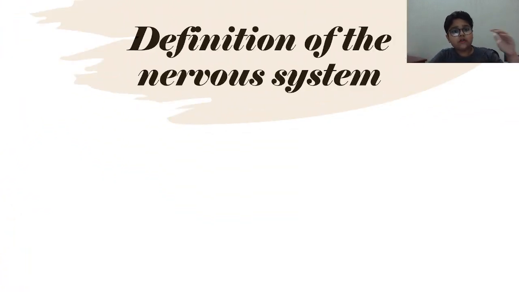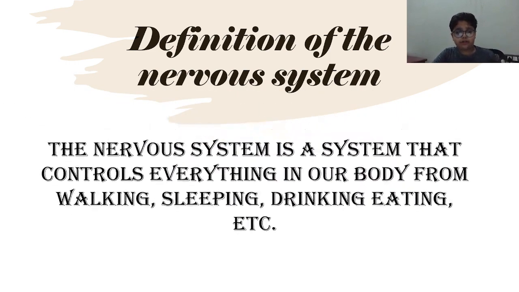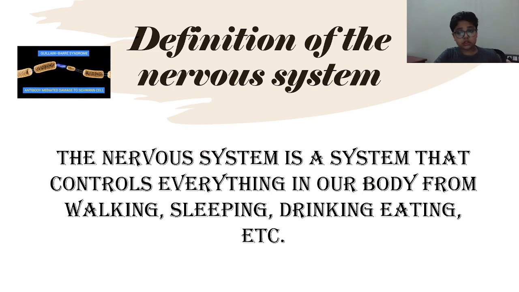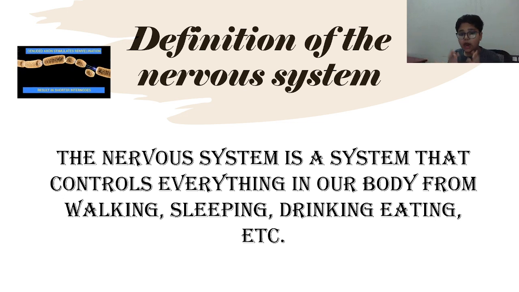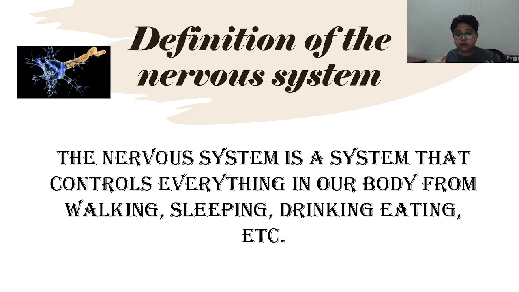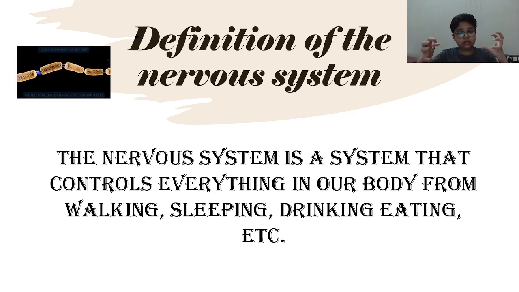Okay, so the first thing that we're going to study is always the definition. The definition of the nervous system is the first thing that arises in the mind when we say the nervous system. So, the definition is pretty simple. The nervous system is a system that controls everything in a body. Like I am right now speaking and teaching, so my brain is telling me. That's why it controls me to do these things.